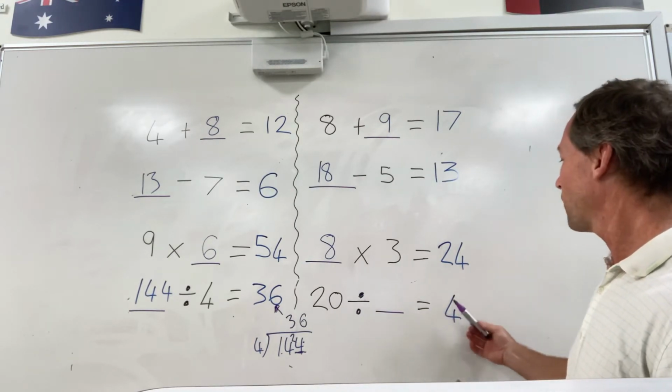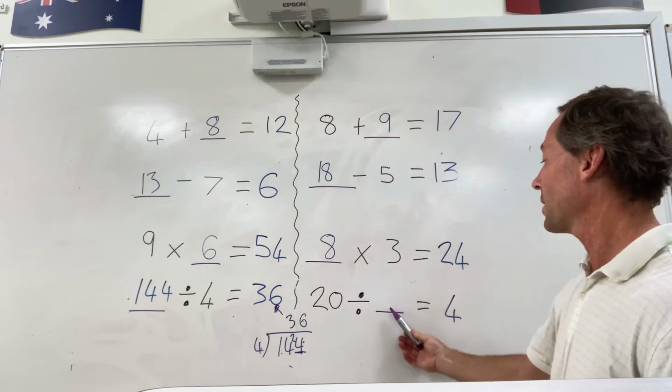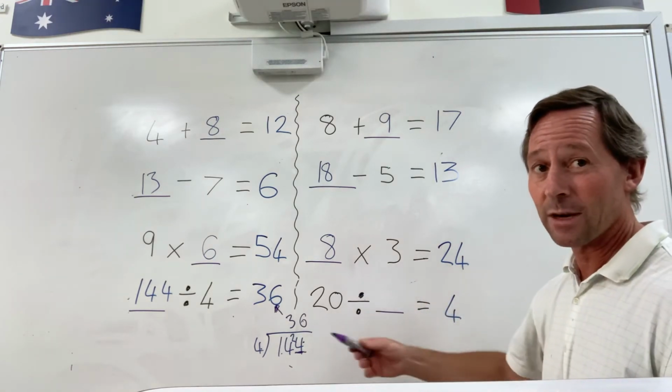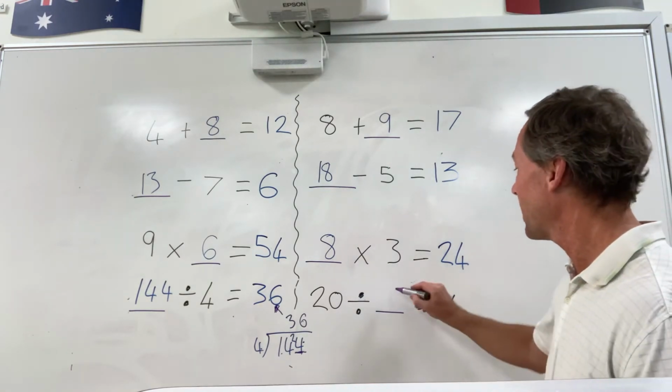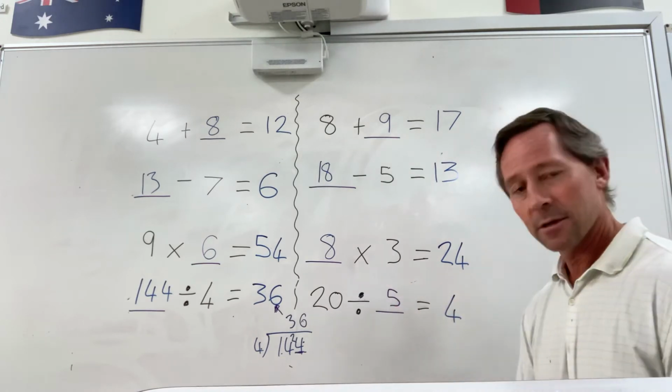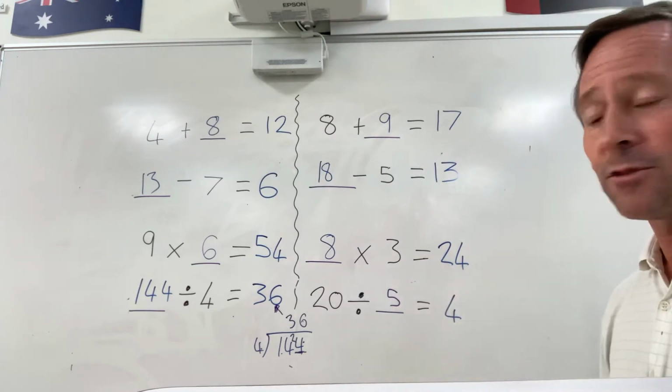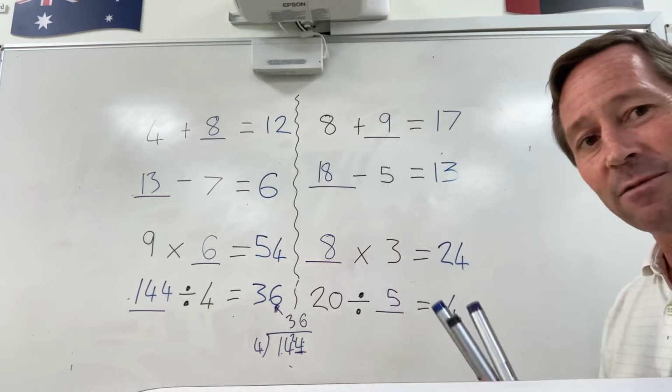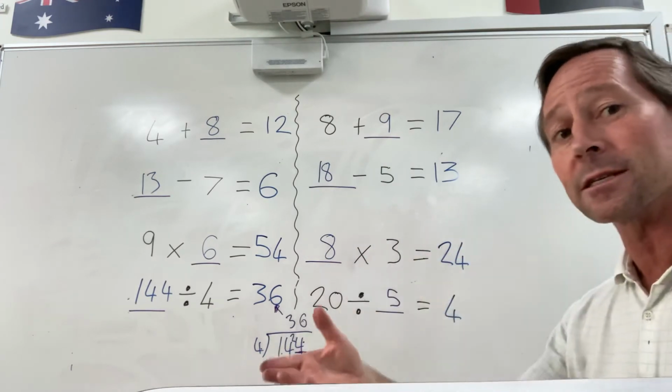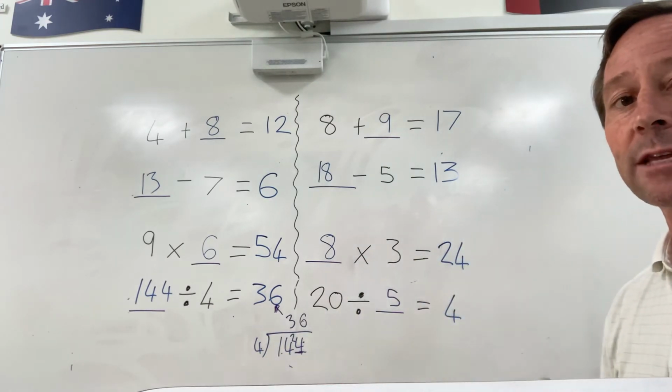I could do the opposite. 4 times something equals 20. Whatever is comfortable for you, you should go with, and that would be 5. So when you come across these in the future, it's the inverse operation, which means the opposite will help you solve it. You're doing things back to front.